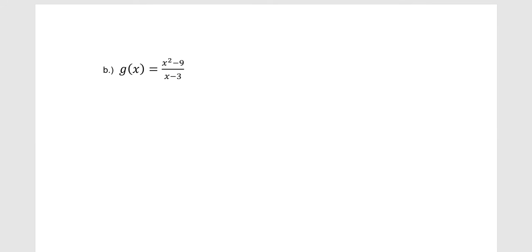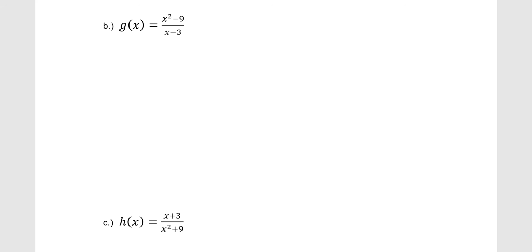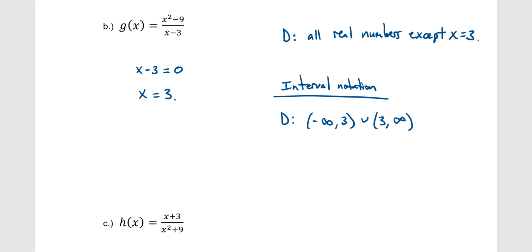Doing another one here, we have g of x equals x squared minus 9 divided by x minus 3. We don't have to worry about factoring or canceling common factors when we're working with just the domain. All we have to do is set the denominator equal to 0, add 3 to both sides, and we get x equals 3. So the domain is all real numbers except x equals 3. In interval notation, that's negative infinity to 3, union 3 to infinity, which just means everything except for 3.